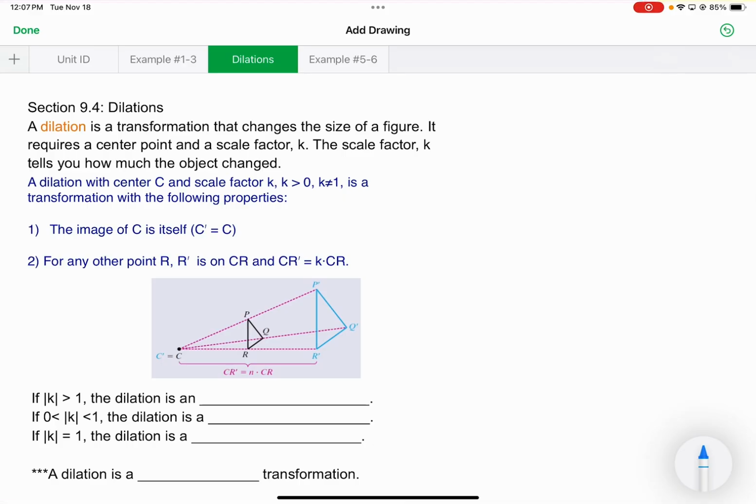Anyway, when you dilate something, you make it larger or smaller.